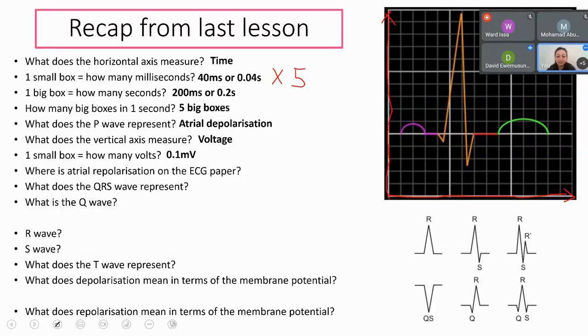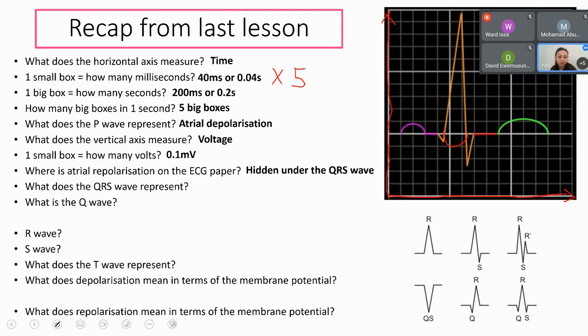So where is the atrial repolarization on the ECG paper? I mentioned this last week. QRS. Yes, it's superimposed under the QRS. So it's somewhere here, but we can't see it because the QRS depolarization is higher in magnitude, as the ventricles have more mass compared to the atria. So atrial repolarization, by the way, is also called the atrial T wave, and it's hidden under the QRS.